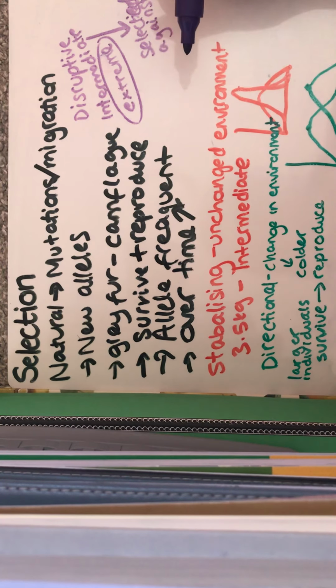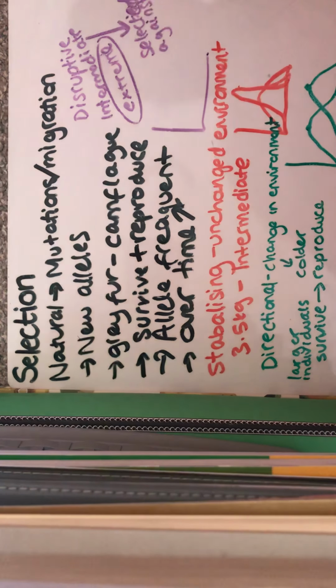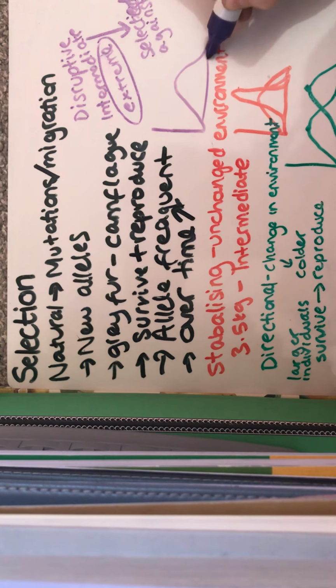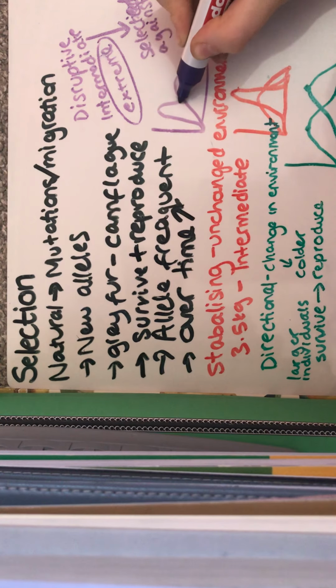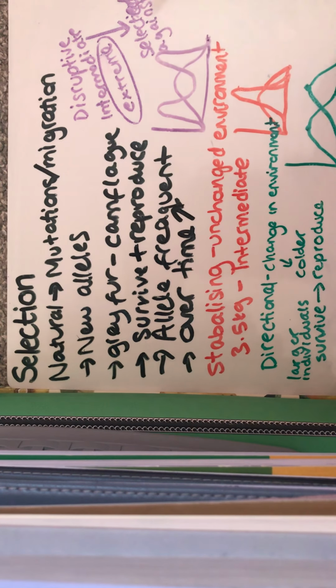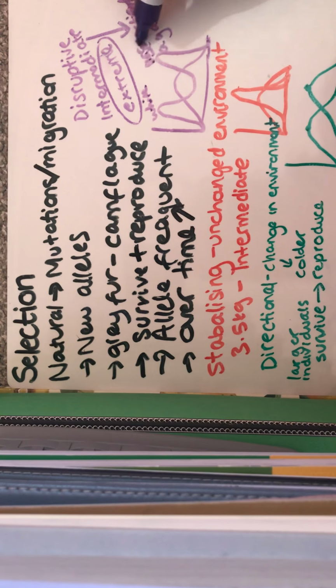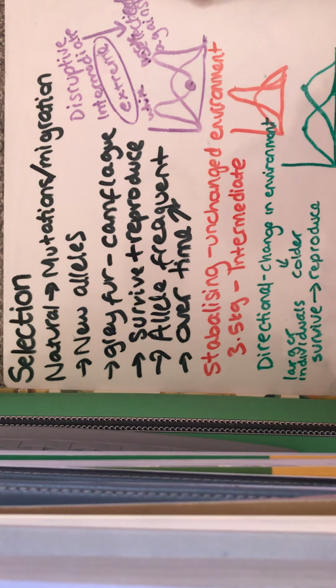So in a graph, we might have the original population being like that, but after selection we might have it looking more like this. So we've got, for example, our white rabbits and our black rabbits, and the grey rabbits in the middle are selected against. Okay, that is it for these types of natural selection.